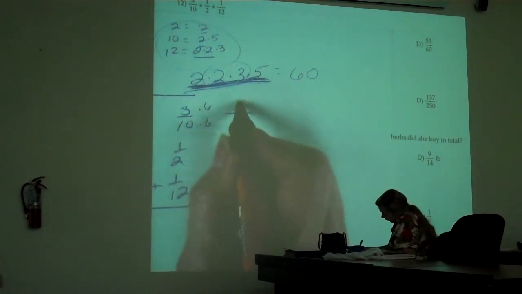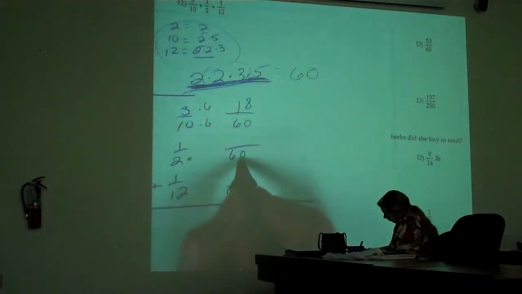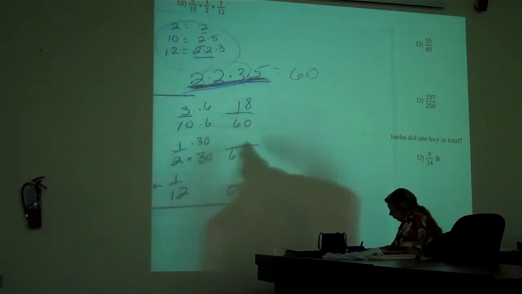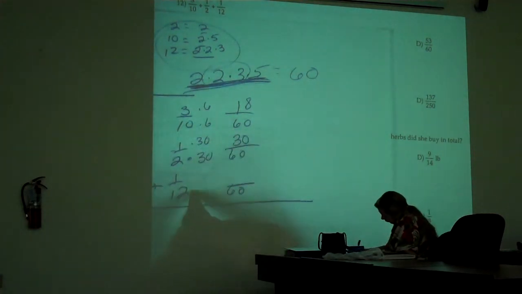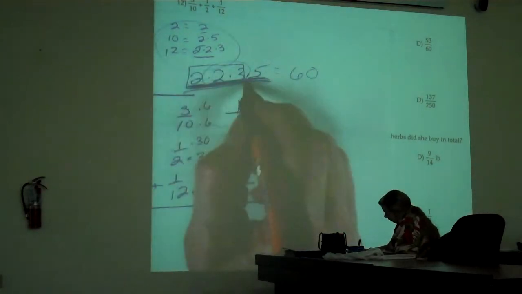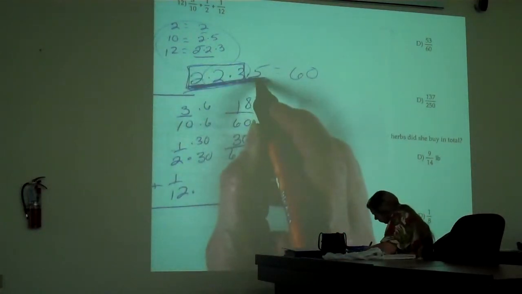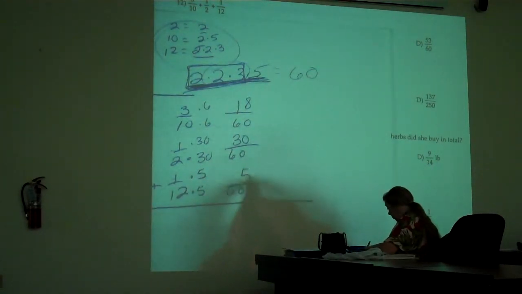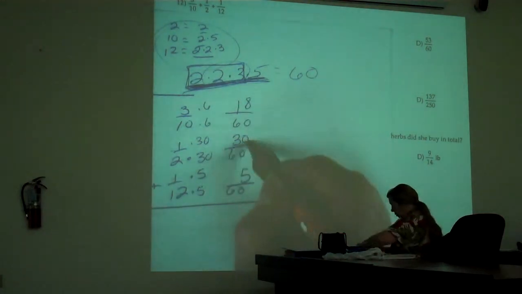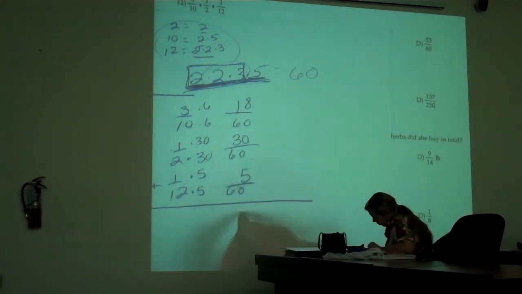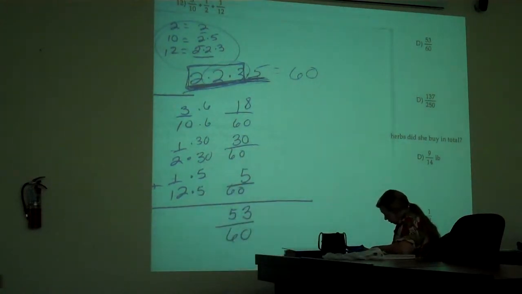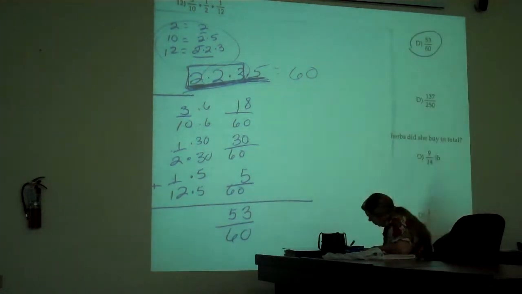6 times 3? 18. 2 times what is 60? 2 times 30. 1 times 30? 30. 12 times what? Well, this part is 12, so 12 times 5. 1 times 5 is 5. Okay, 18 plus 30 plus 5: 53 60ths. Can that be reduced? No. So that's our D answer right there.